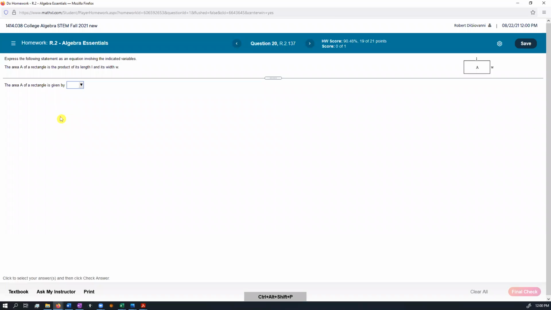Oh, finally something different. Okay. Express the following statement as an equation involving the indicated variables. The area of a rectangle is the product of the length and its width. So if you have a rectangle, if L is the length, I don't like the way that L is written. Normally I would do capital L. And the width, then the area is the length times the width. Okay, that would be the equation. So the area of the rectangle is given by, area is length times width right here, LW.